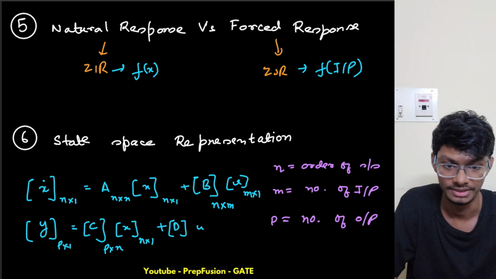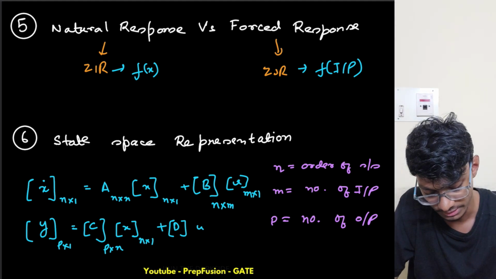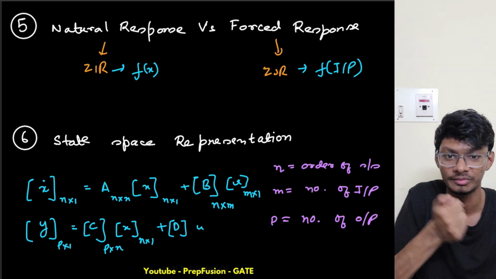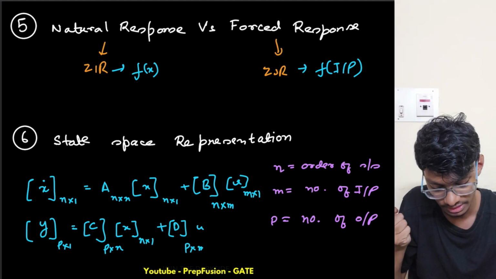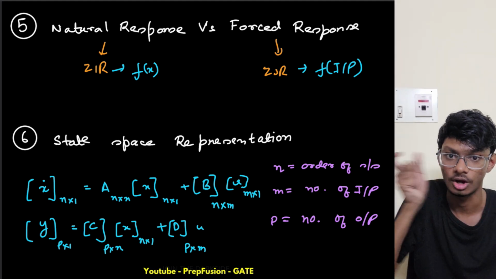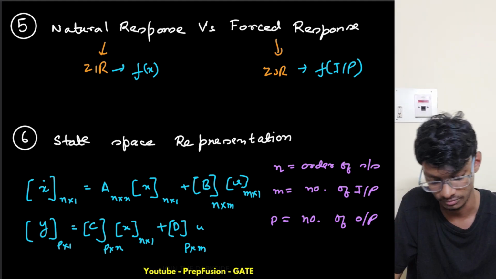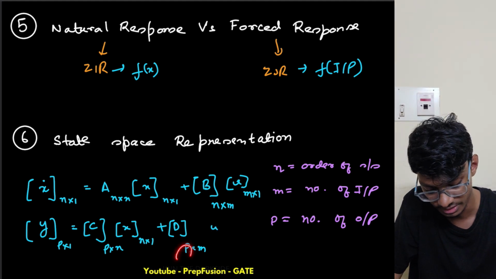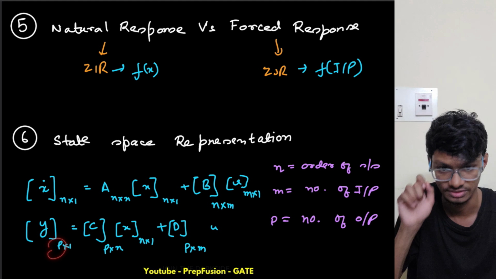So what is basically the D matrix? D matrix is a relation between the input and output. So its order will be P cross M. It is a relation between the output and input, that's why the order is P cross M. From here you can understand the row is fixed, right? Row will be P only because the row has been fixed by this one.